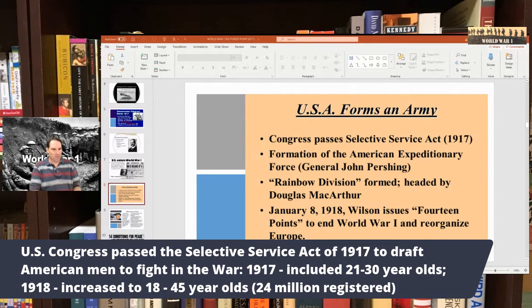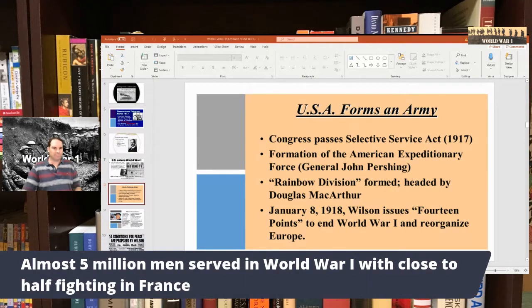They made like 24 million men register for it. Now I think about 4 or 5 million men actually served in the war, either over here or in Europe. Roughly, I believe about 2 to 3 million men actually went over there and fought in France, so about half of them or so.